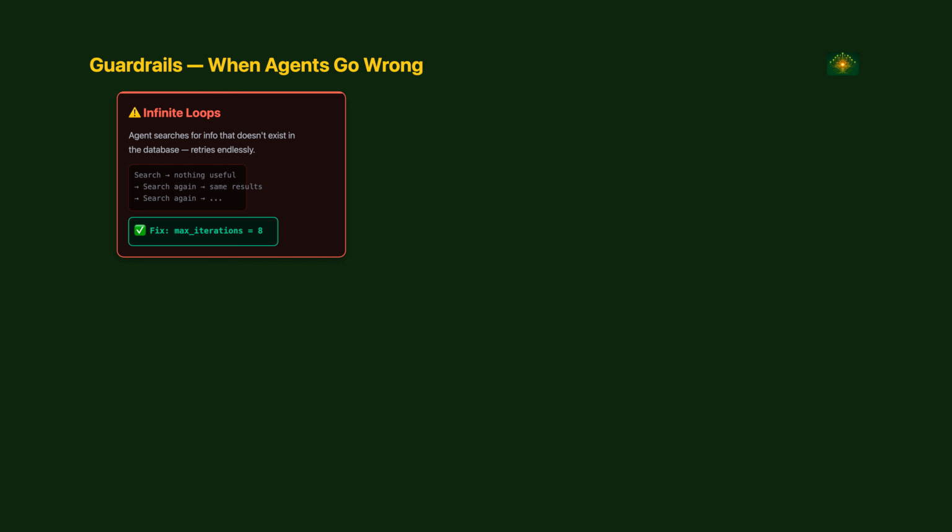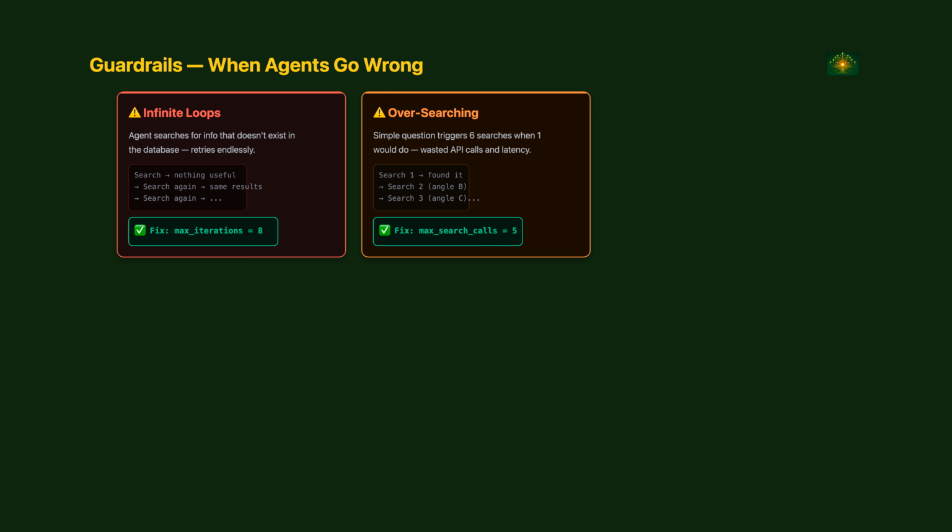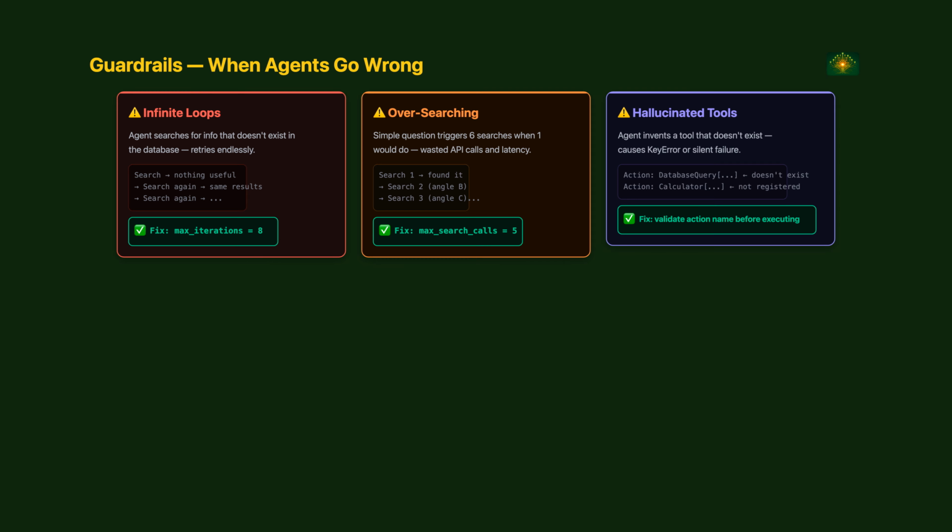Now that you've seen what agents can do, let's talk about what can go wrong. Infinite loops. The agent searches for something that doesn't exist and retries endlessly. The max iterations limit catches this. Oversearching. Six searches for a question that needs one. A per tool call limit helps. Hallucinated tools. The agent invents a function that doesn't exist. Validate the action name before executing it.